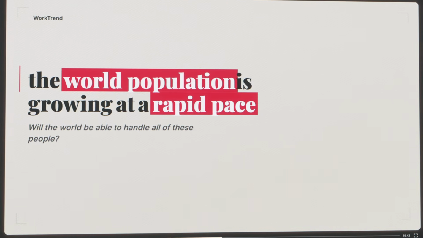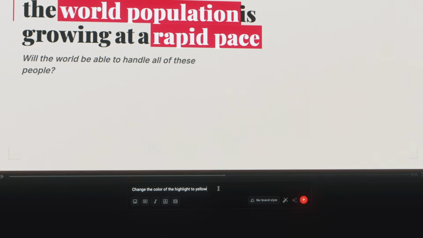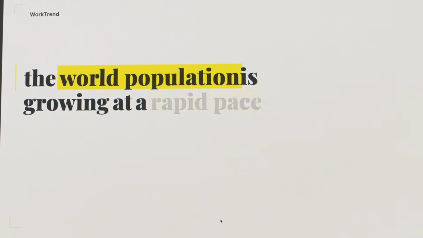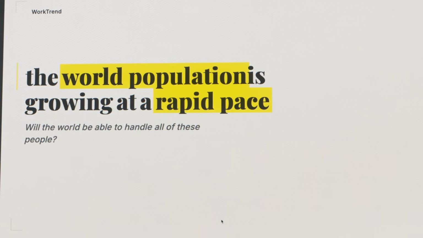I also thought that the red color looked a bit off, so I entered a prompt asking it to change the highlight color from red to yellow. And just like that, in only a few seconds, we've created an animation that probably would have taken an hour or so to create manually in After Effects. Now let's do a few more together so you really get the hang of it.